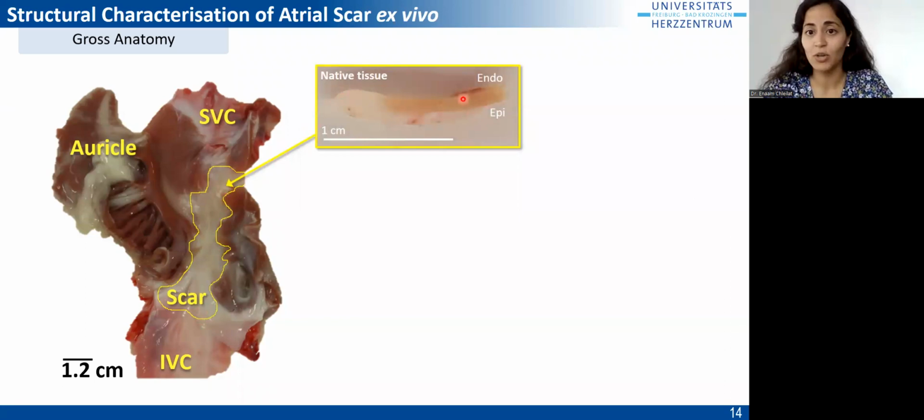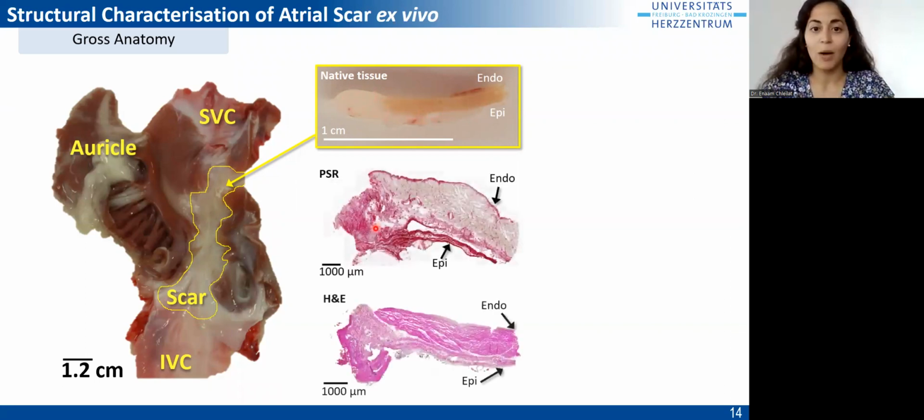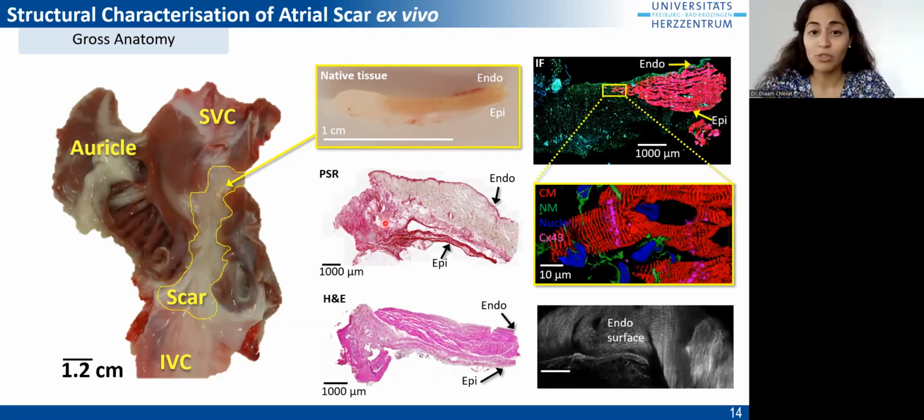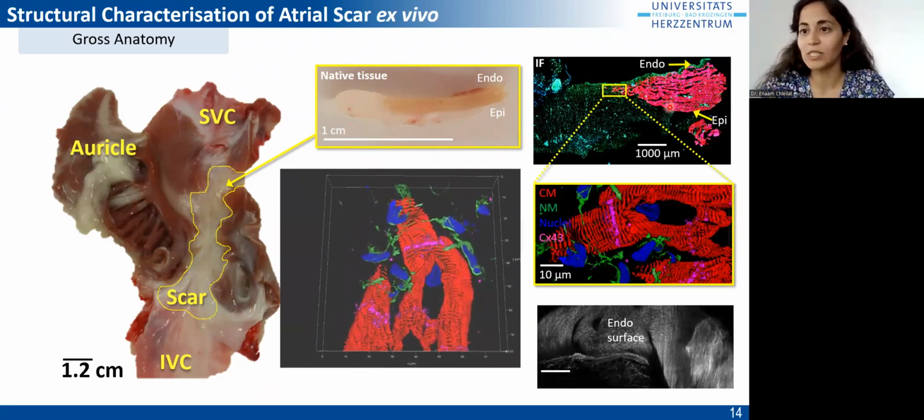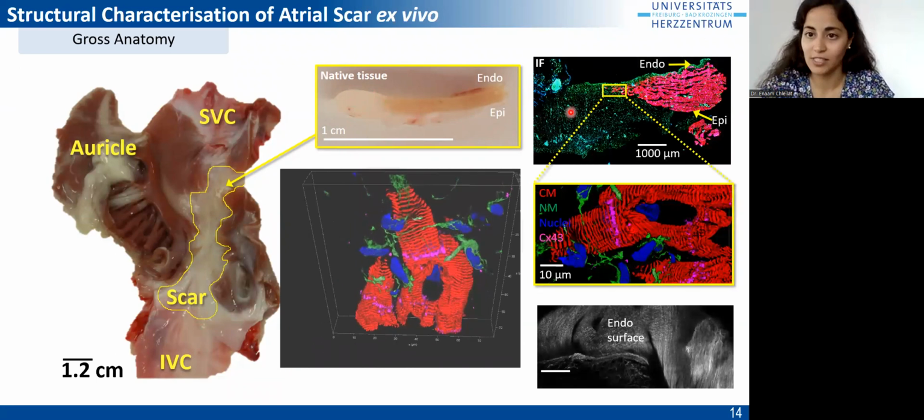So this is the native tissue, and from this strip, you can see the healthy pink area here compared to the scar tissue, which has this nice transmural scar. We can characterize fibrosis with histology in the scar area compared to healthy area. We can do immunofluorescence labeling. So here again is the strip where you see the healthy area here versus the scar area and then the border zone.